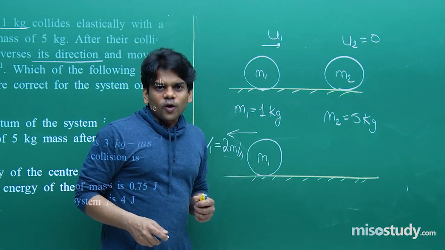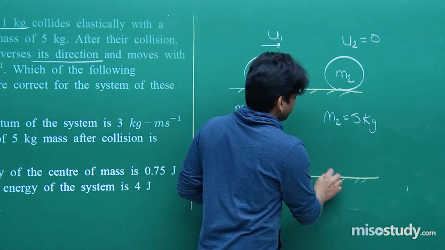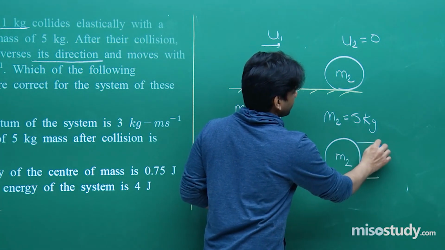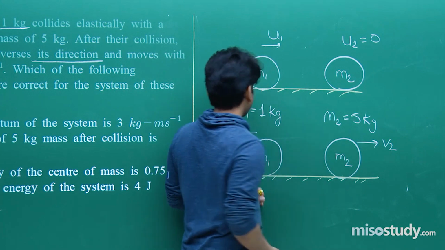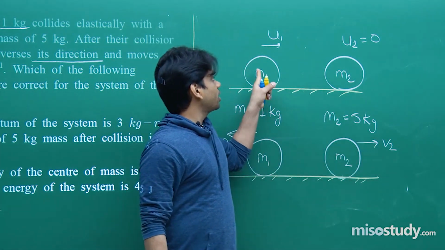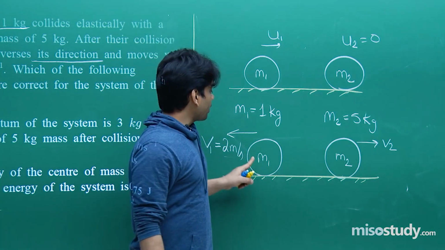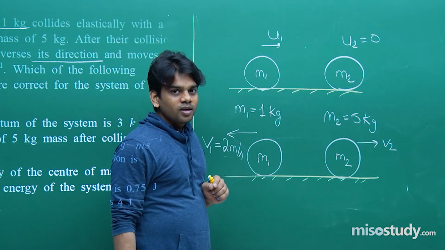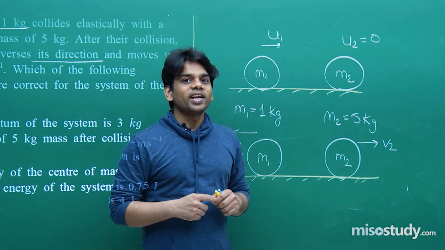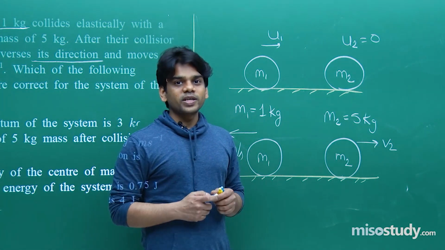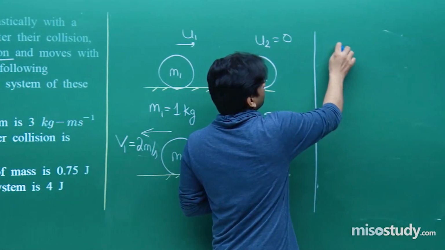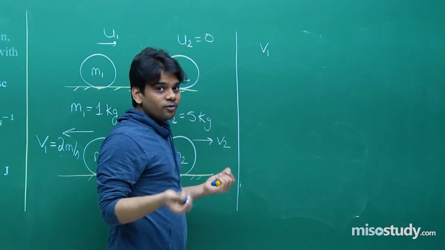Let's see the effect on the second body. This is the 5 kg body, m2. Let's say it moves with a velocity v2 along this direction. So we are unaware about v2, we are unaware about u1. We are aware about the final velocity of m1. Now in our collision chapter, I have taught you about the final velocity attained by an object after collision. So can we write v1, which is the final velocity?